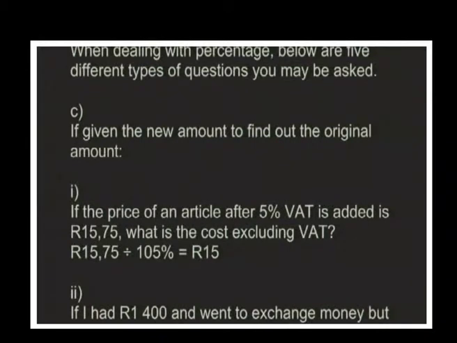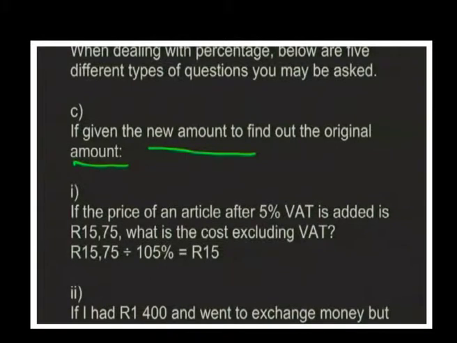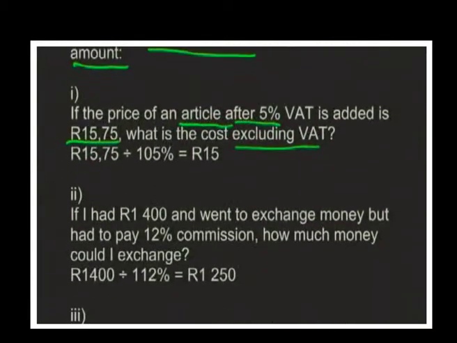If we're given the new amount to find out the original amount of something. So this is kind of working backwards. This is probably the hardest type of question you will get in percentage, and I really need you to focus on the new way that we've been dealing with, of timesing by the 100 plus the percentage. So let's look at an example. If the price of an article after the 5% VAT is added is 15 Rand 75, what is the cost excluding VAT?